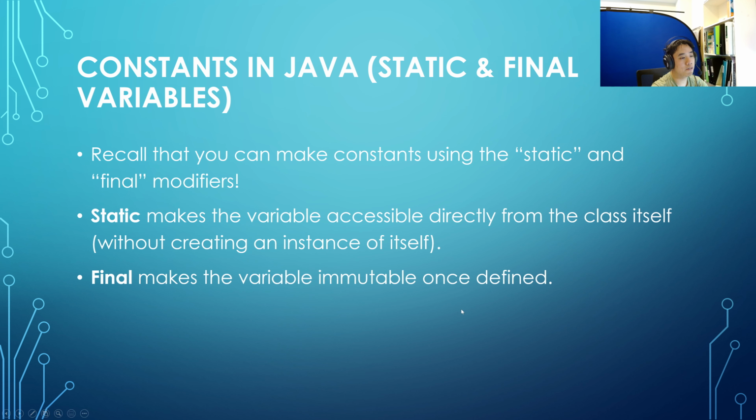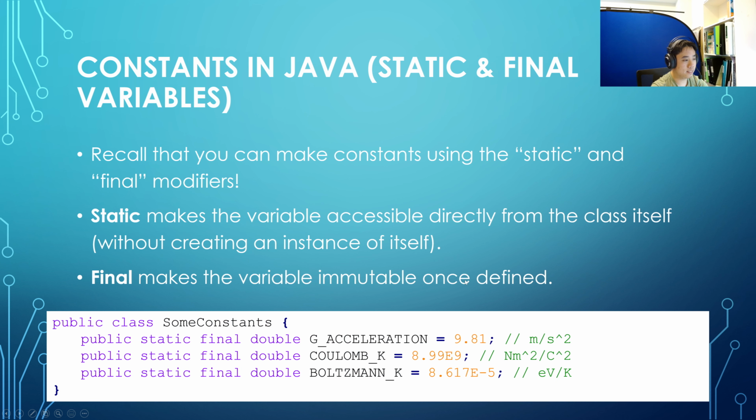Final will make the variable immutable once it's defined. So if you put them together like this, you have constants that behave properly like constants. Like you have global variables because of static, and then you have immutable constants because of the final keyword. So in Java, we declare constants like that.